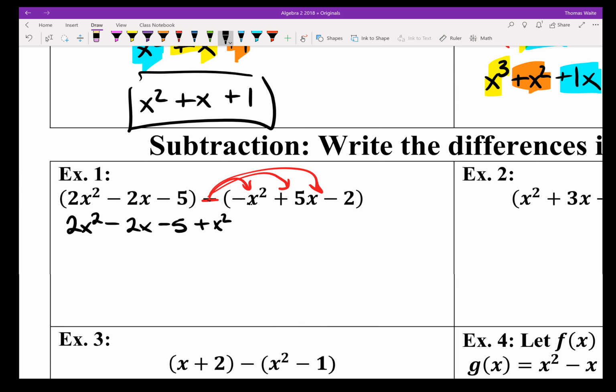In orange, I have negative 2 and negative 5. That's negative 5, negative 6, negative 7. Negative 7x. And then negative 5 plus 2 is negative 3. Yellow. Orange. Blue.